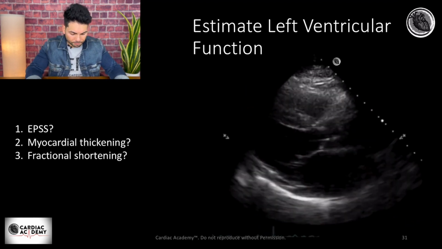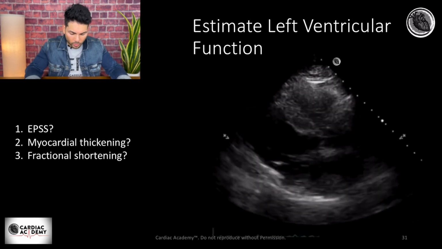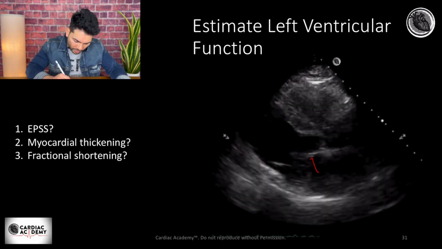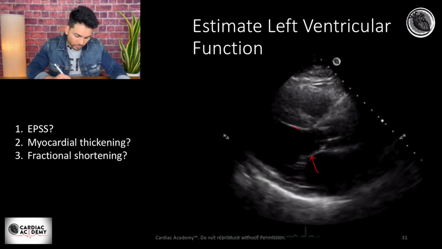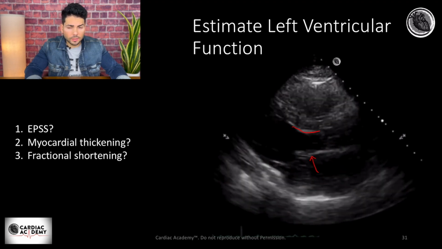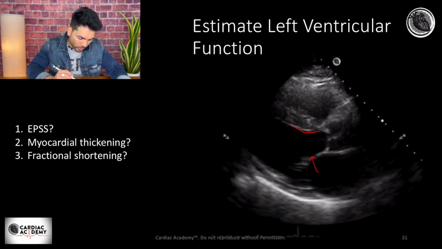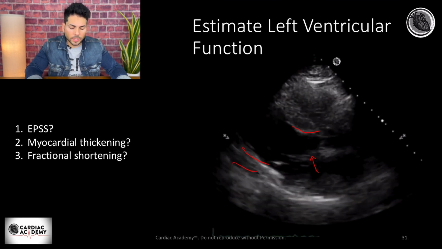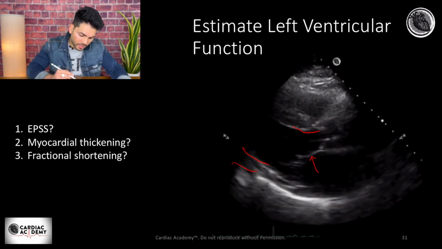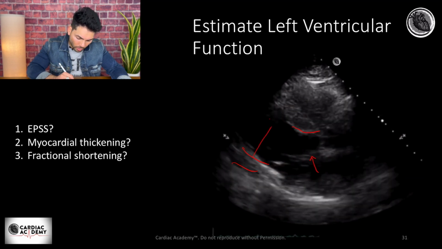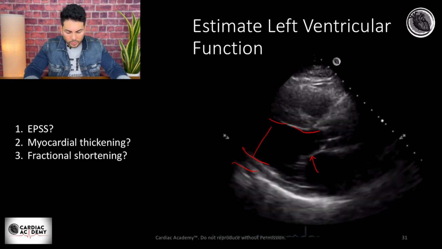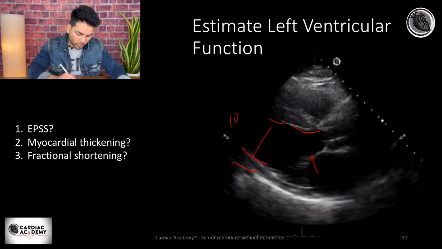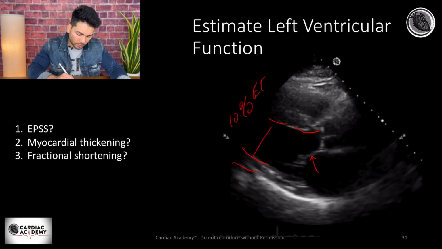Now, let's take a look at this other one. Again, EPSS. Look at the anterior leaflet of the mitral valve right here. Is it approaching the interventricular septum? It's not. That's a bad sign. We look at the myocardial thickening. Is it getting any thicker during systole? It's not. That's a poor sign. Then we look at the fractional shortening. Are the walls approaching each other? And they're not. This is a very poor ejection fraction, okay? So this is probably closer to 10% ejection fraction.